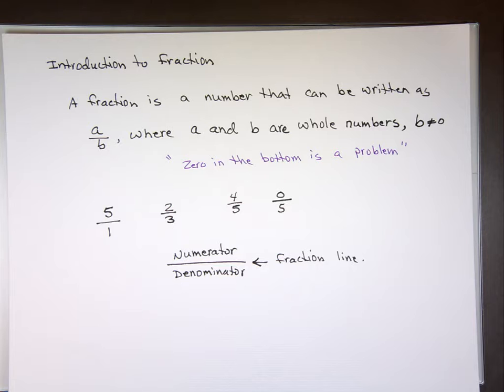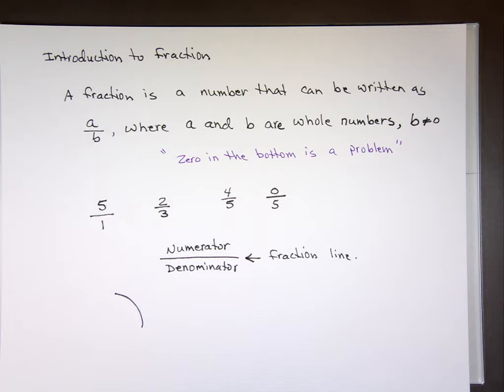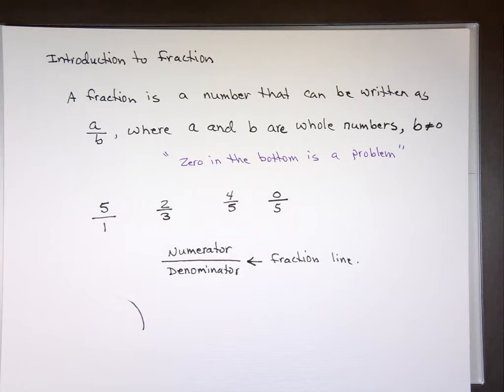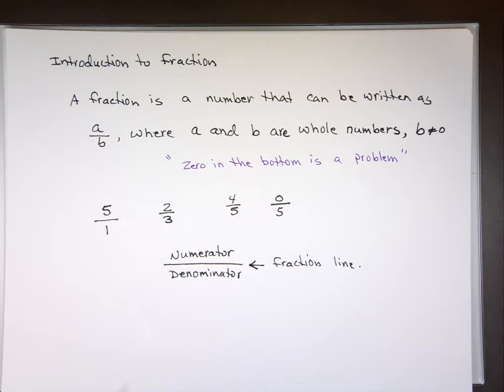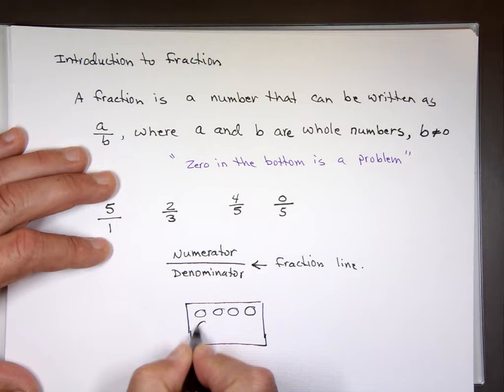So what does the fraction mean when you see it? Here's an example. On the way to school, you decide, you know what? I'm going to stop at Dunkin' Donuts and get a dozen donuts for the class, for my friends in the class. So you stop at Dunkin' Donuts and you ask for a box of donuts. 1, 2, 3, 4, 5, 6, 7, 8, 9, 10, 11, 12 donuts.